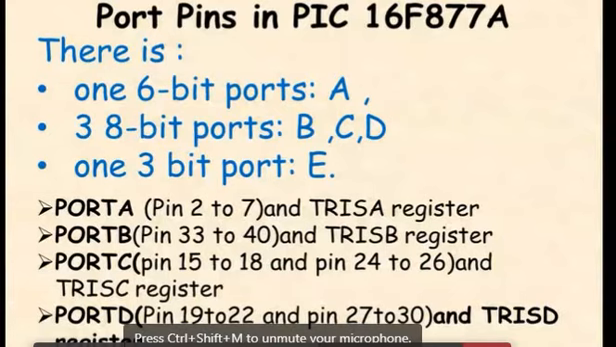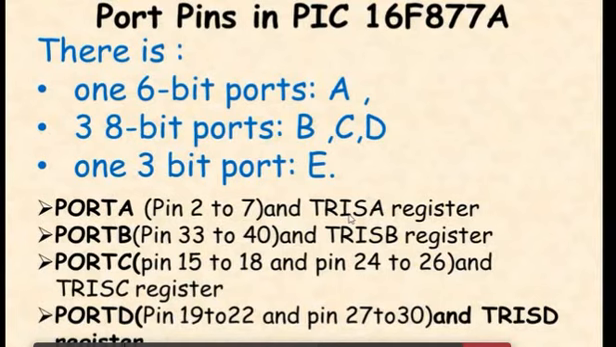In this, the most important part is port A, which is pin number 2 to 7, and TRIS A. The TRIS register is very important. Without knowing the TRIS register, you cannot do any application. For each port there is one TRIS register: port A, TRIS A; port B, TRIS B; port C, TRIS C; port D, TRIS D; port E, TRIS E. Without knowing TRIS, you cannot do anything.